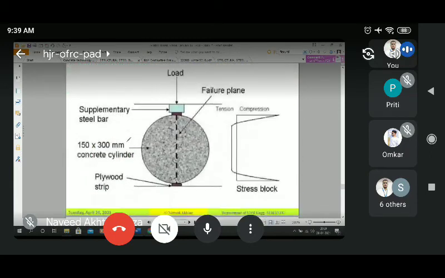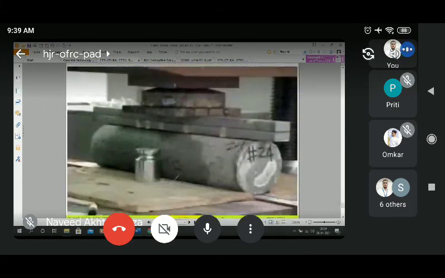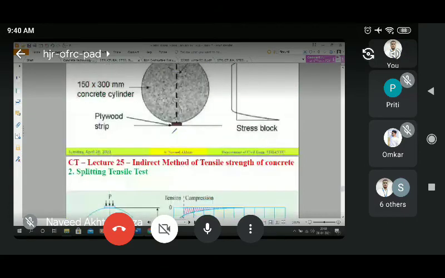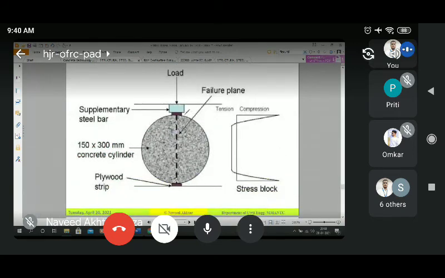Generally it is done on the cylindrical specimen. The cylindrical specimen is placed horizontally between the loading surfaces, and it is supported by plywood here and plywood here, which is the support for holding the specimen. So this is the specimen, horizontally put between the loading surfaces. If you see from the front, it will look like that.